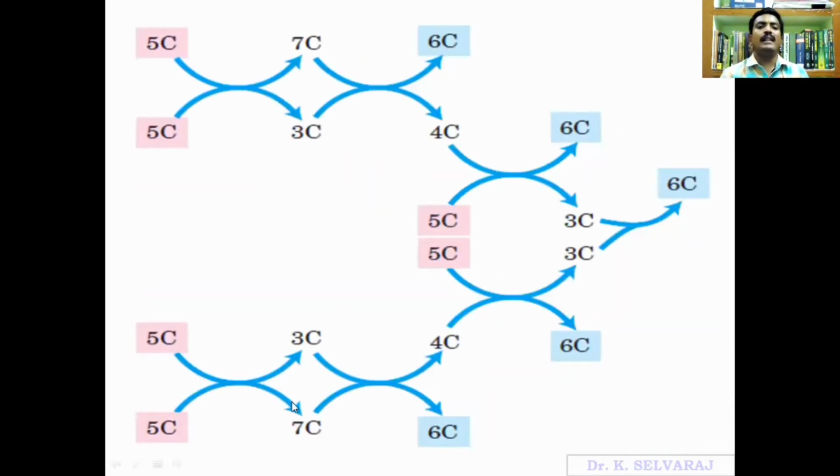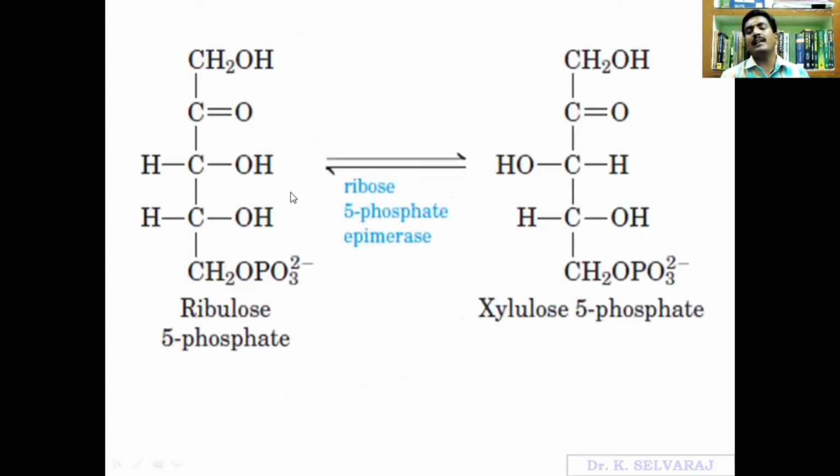Here you see the 6 5-carbon compounds, the 5-carbon 1, 2, 3, 4, 5, 6. The six 5-carbon pentose sugars are involved and form five 6-carbon compounds, 1, 2, 3, 4, 5. Five 6-carbon compounds are formed through these non-oxidative steps. Let me see how these non-oxidative steps are involved.